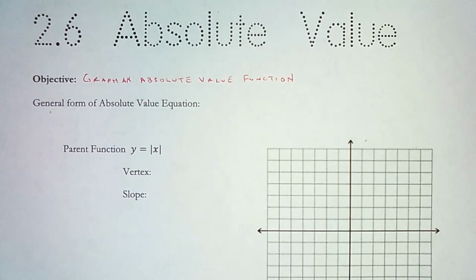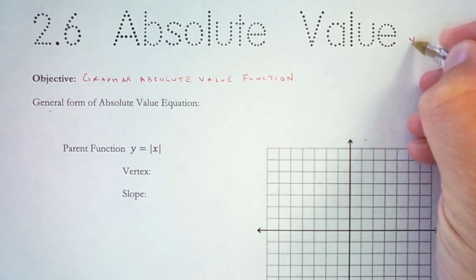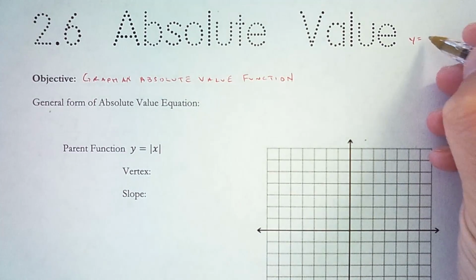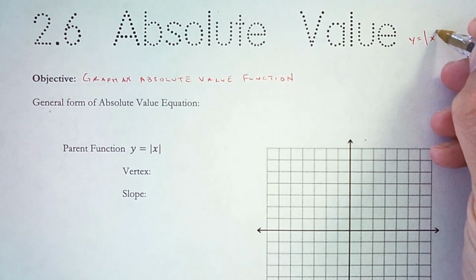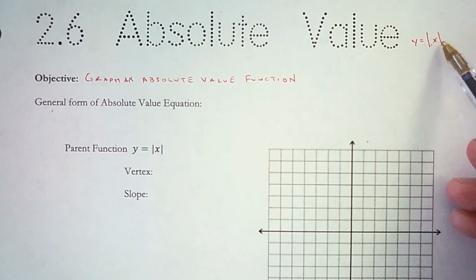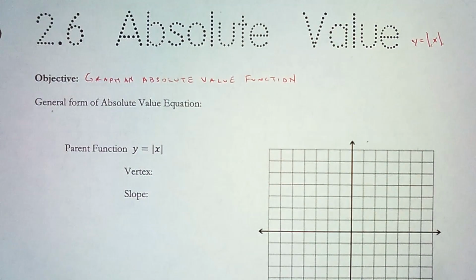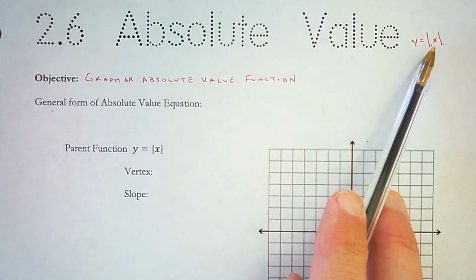Welcome back. In this video, we are going to learn how to graph an absolute value function. So an absolute value function can look like this: y equals, or f of x equals, the absolute value of x. So absolute value, it's always a positive number because it's a distance from 0 and distance is positive. So we're going to learn how to graph things like this.